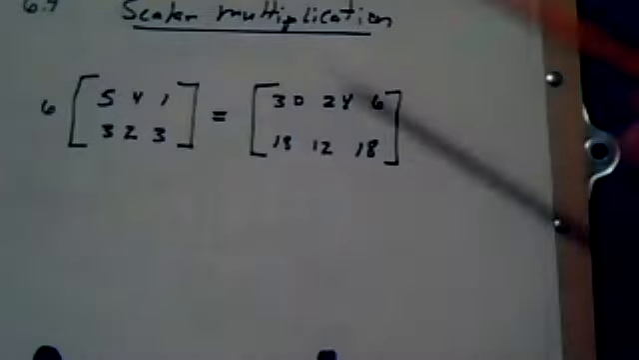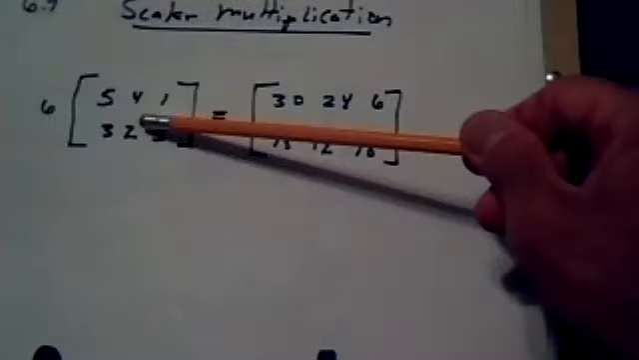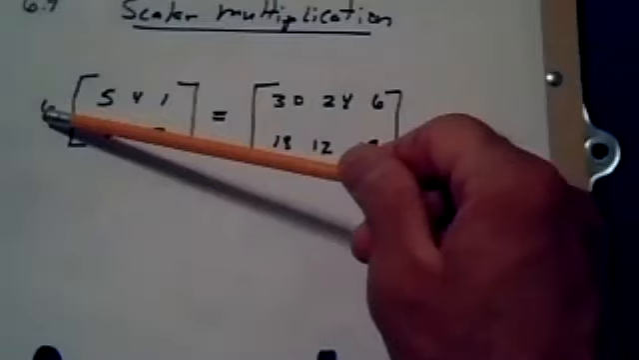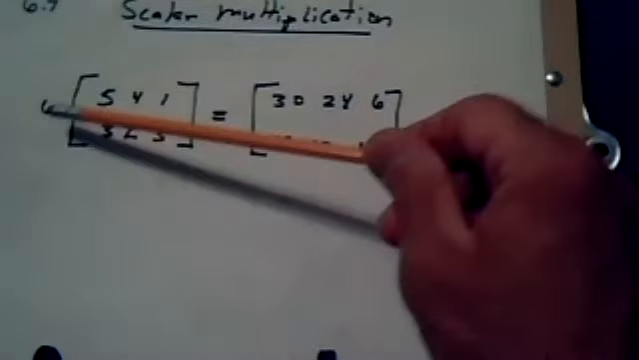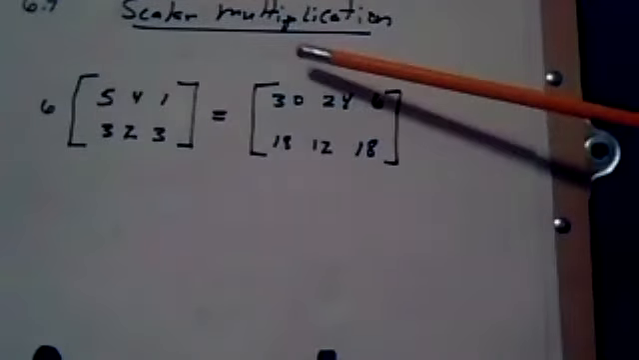Scalar multiplication involves a number times the matrix. This is the easiest. It's that number times each one of these inside. 6 times 5, 30, 6 times 4, 24, and so forth.